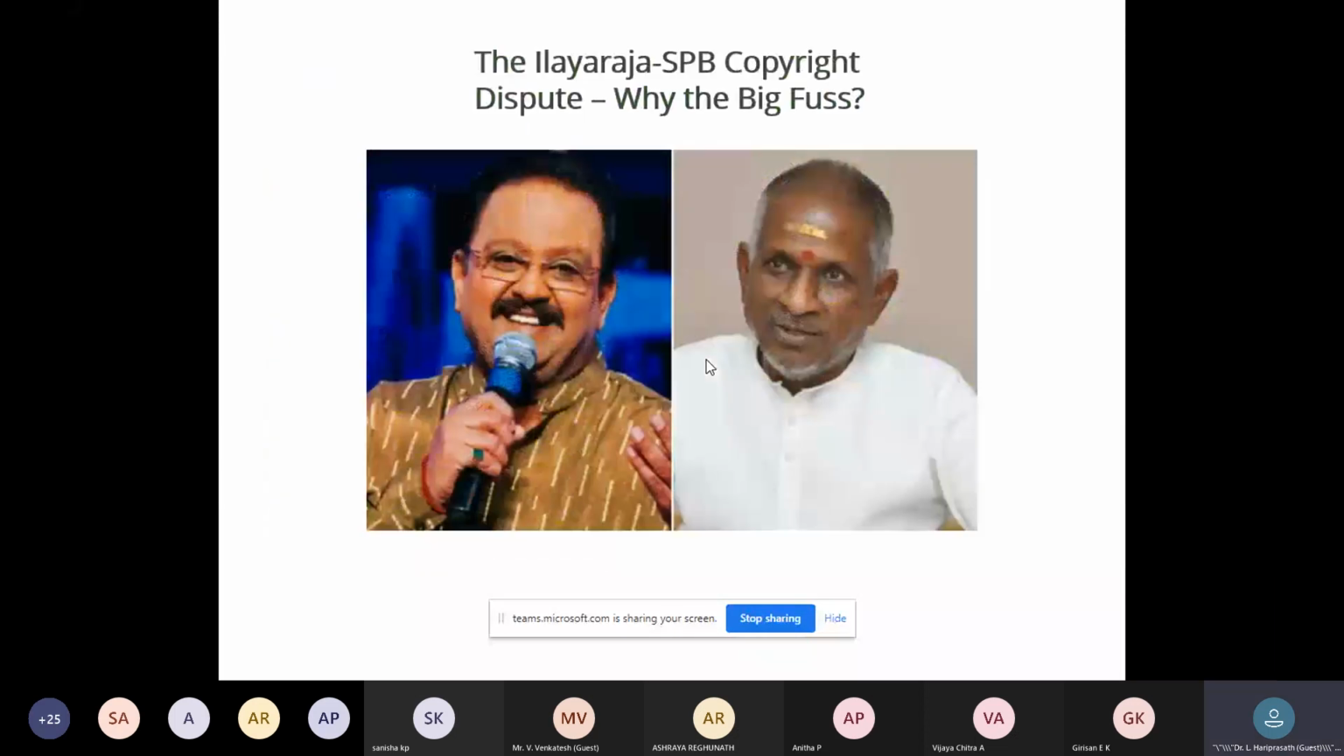And this is another issue you might have all heard about: the dispute that happened between SPB and Ilayaraja. SPB is no more, and I don't want to dig much into this copyright issue. But the issue came in when Ilayaraja stated that the music composition he has made should not be used by others without his permission.